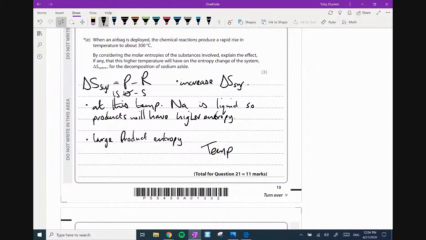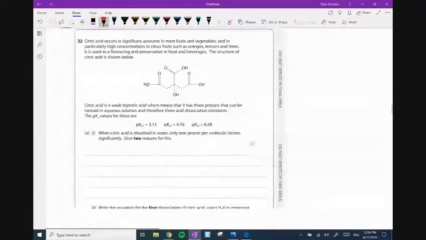This is me to do. I'm going to do this in red to show that I need to make sure that I always mention that. Entropy is always a nightmare, folks. Increase temp, increase entropy. Yeah, delta S. There we go. So that was the mark I missed, but definitely get that one. Larger product entropy. Yeah, so entropy of the system will increase. That's fine. I'll get that one.